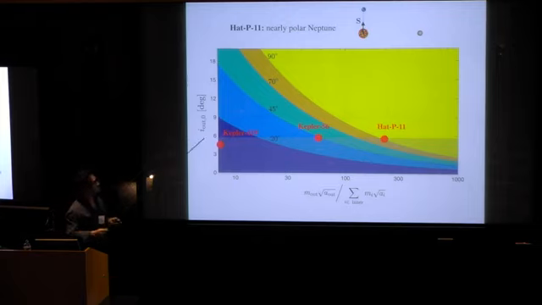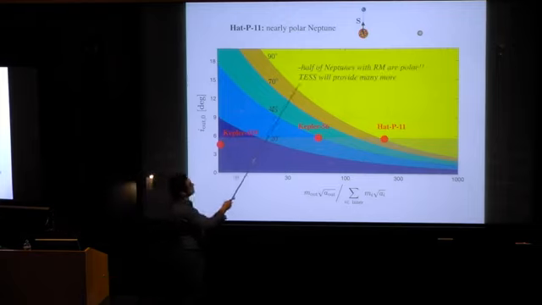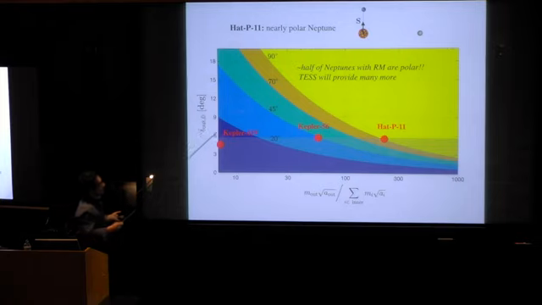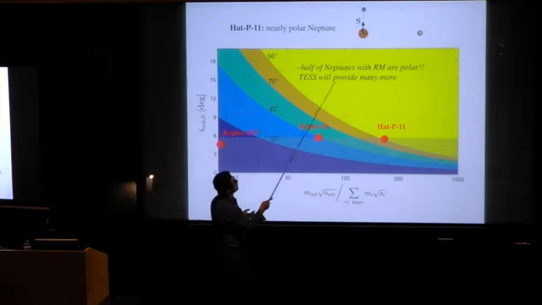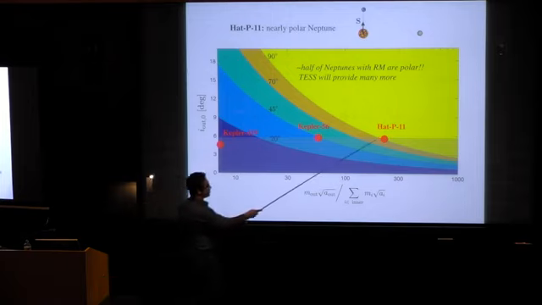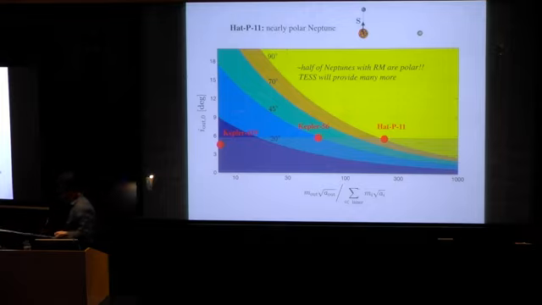What is more exciting is that it's a small sample of Rossiter-McLaughlin measurements. But if you look at the sample, around 4 or 5 out of 10 are actually misaligned, and many of them are in polar orbits. They would actually fall here. And this is a clear prediction from this model.